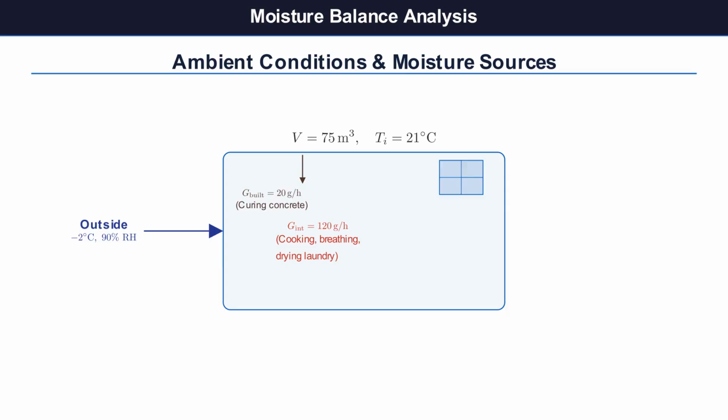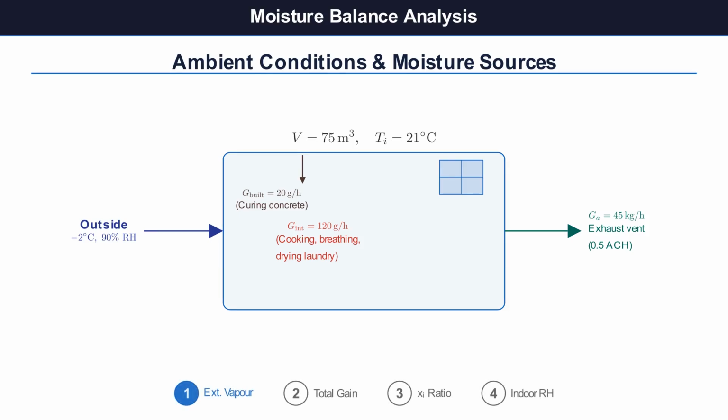The mechanical exhaust fan operates at 0.5 air changes per hour. For this volume, that corresponds to 37.5 cubic meters per hour, or approximately 45 kilograms of dry air per hour. Ventilation removes moisture-laden indoor air and replaces it with outdoor air, making it the primary moisture removal mechanism. All four moisture inputs are now defined. We proceed to the quantitative analysis.